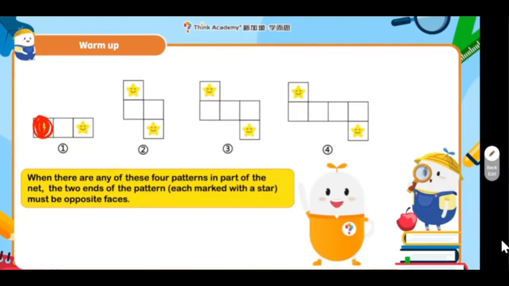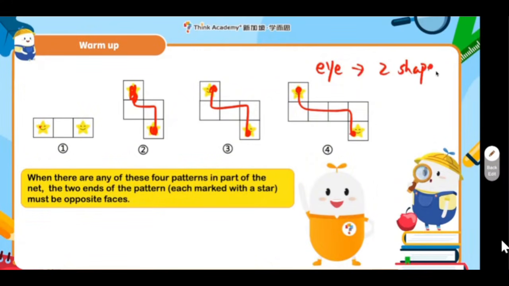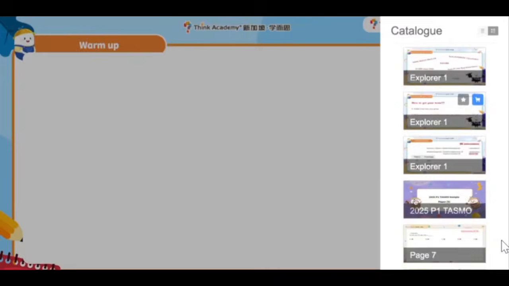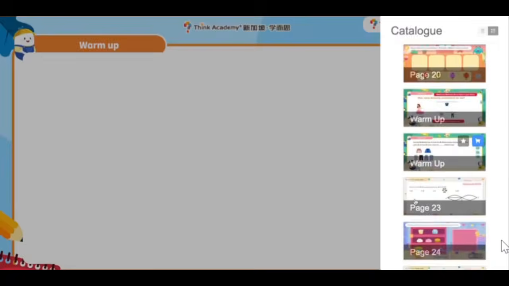And then the second one, you see, this one is the Z shape, the ends of the Z, right? This one is also a Z shape. And the last one is also a Z shape, right? Okay, so the Z shape and I shape can help us a lot. When you are finding the opposite faces, find the I shape first and then the Z shape. It will be easier. Okay, understand? Then this time, let's try the question together. Okay, let me find the page.